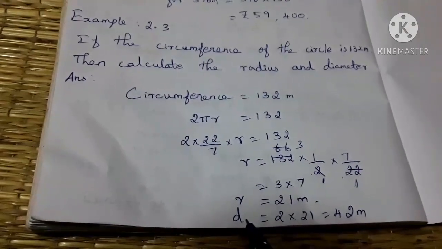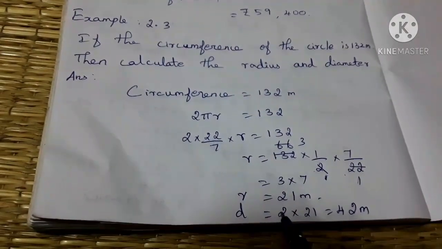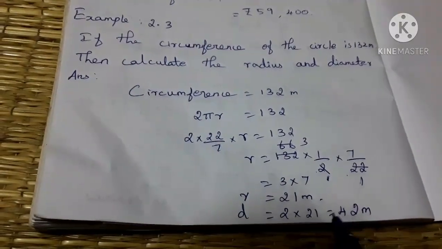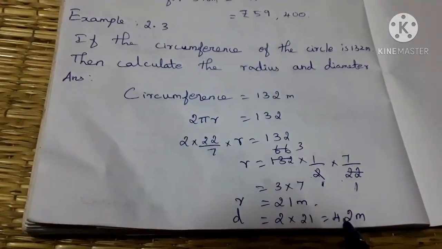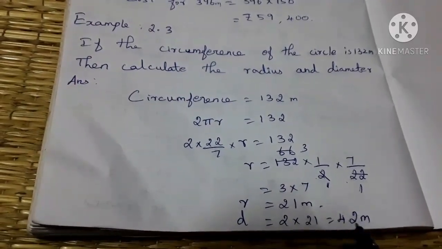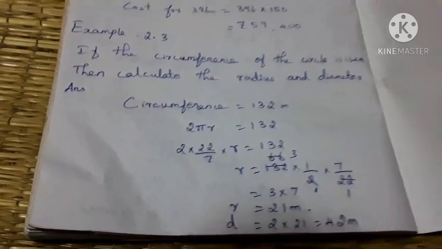What is our diameter? The diameter formula is 2r. So 2 into 21 is equal to 42 meter. So our radius is 21 meter and our diameter is 42 meter.